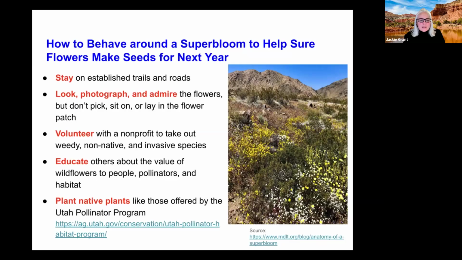And then you can also plant native plants like the ones that are offered by the Utah Pollinator Program, which is run by the state of Utah. And if you apply, you can actually get some free native plants from the state of Utah that you can plant in your yard to attract pollinators and to maybe contribute to a super bloom one day. And that's it.